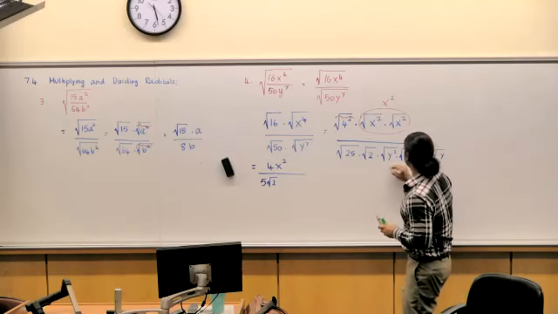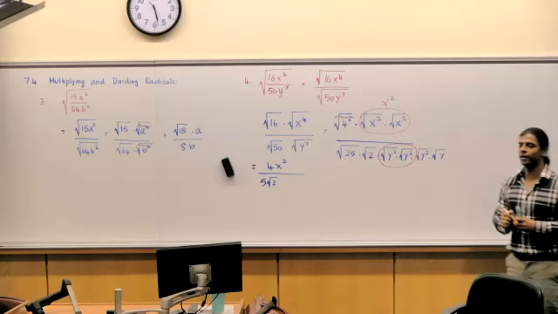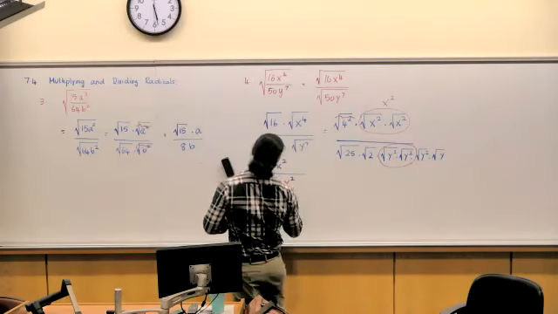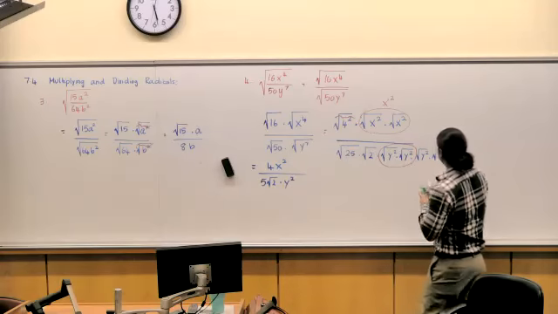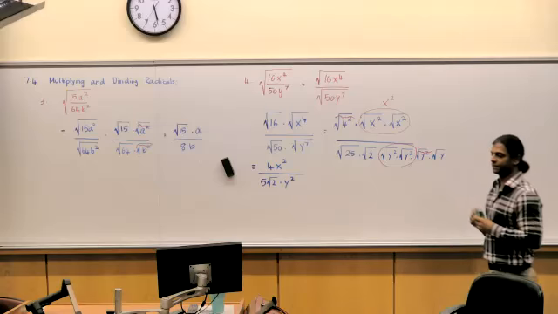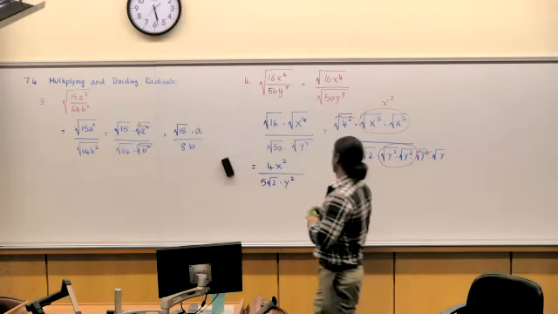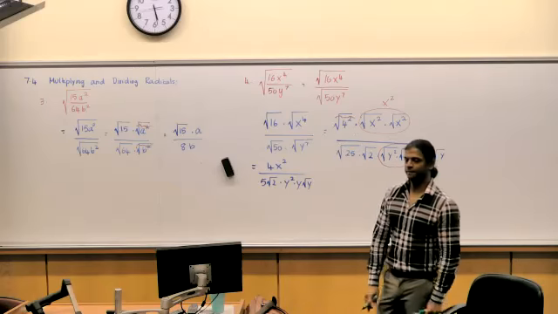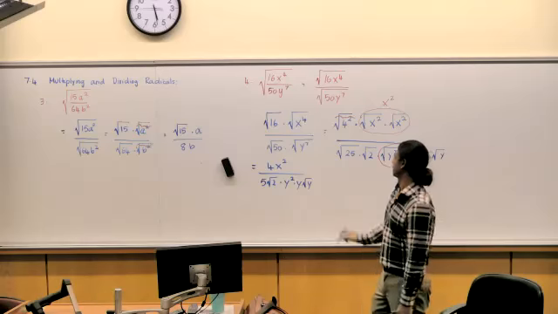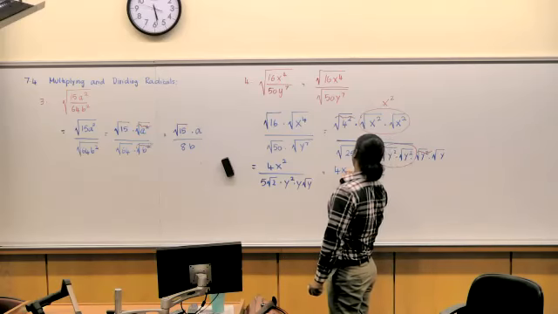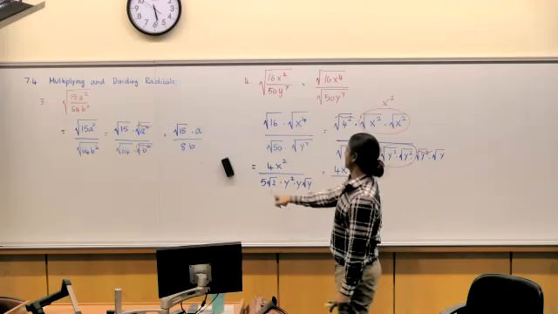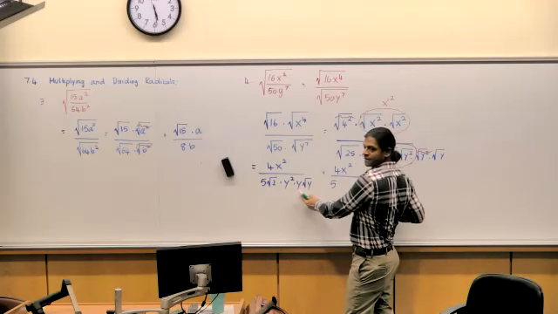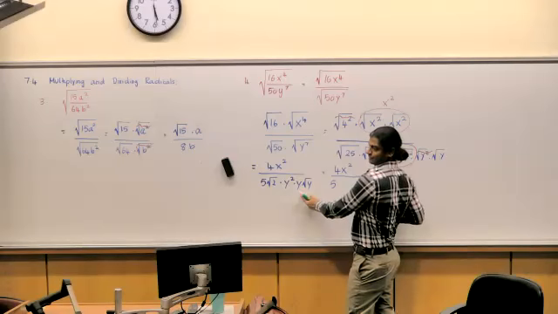What would happen if I multiply square root of y squared with square root of y squared? I will get y squared. The root and the square will get cancelled. I'll have y multiplied by root y. So 4x squared divided by 5y squared. What is y squared times y? Y cubed.